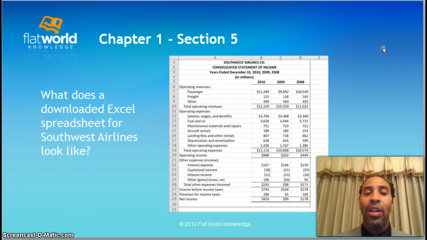So what does a downloaded Excel spreadsheet for Southwest Airlines look like? This is just an example for you, but it's a good example because it shows the operating revenue for passenger, freight, and others. Shows people's salaries, wages and benefits, fuel and oil. Unless you own a company or you know someone who owns a company, you may not understand all of the things that a company is responsible for and all the things that they have to pay out, right? If I'm thinking about hiring somebody, I have to not only think about the salary, but I also have to think about how much I'm spending on benefits, right? So you have wages, but you also have benefits, so you have to take certain things into consideration.